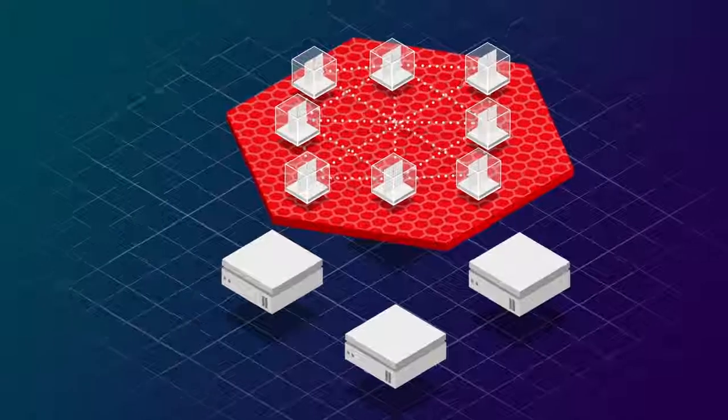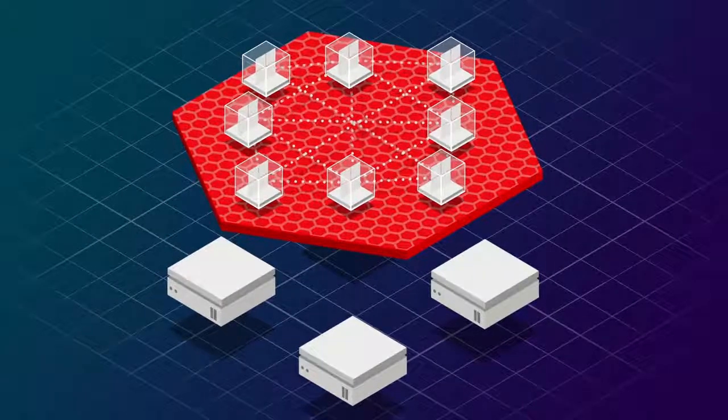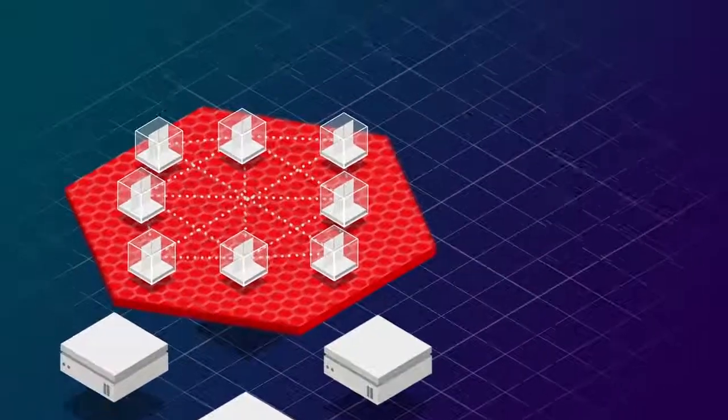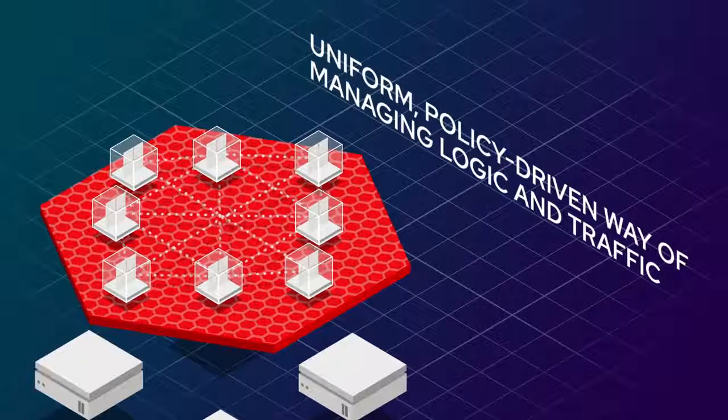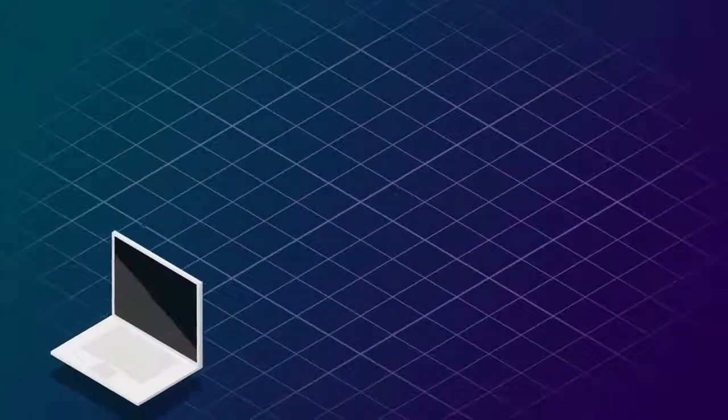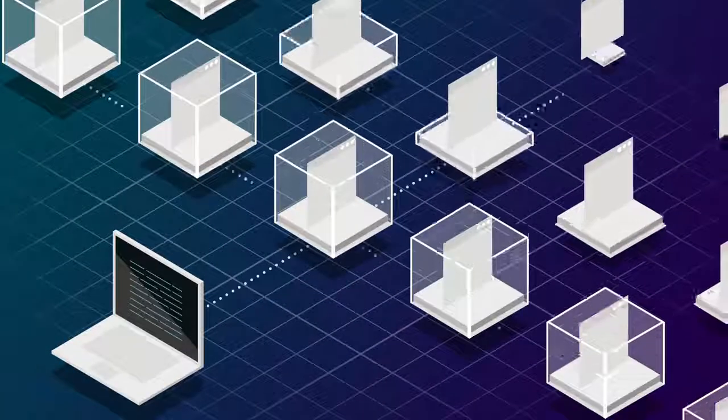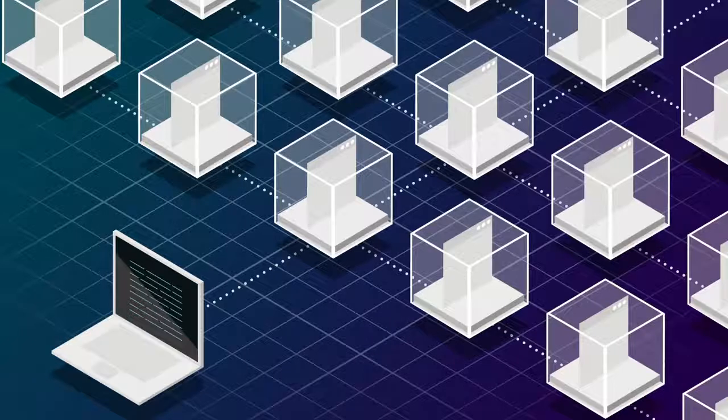With native service mesh capabilities on the Red Hat OpenShift container platform, organizations gain a uniform, policy-driven way of managing communications logic and traffic, while developers are free to focus on actually developing applications that drive value for the business.